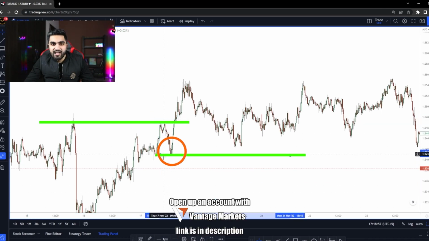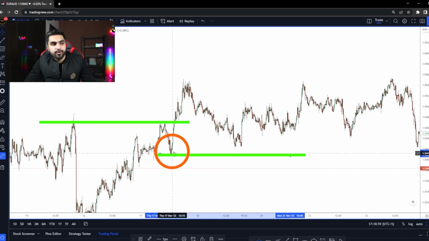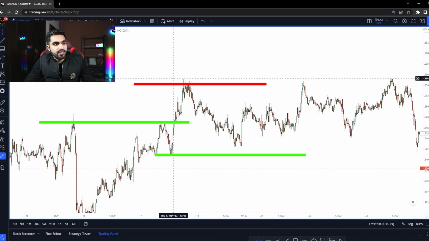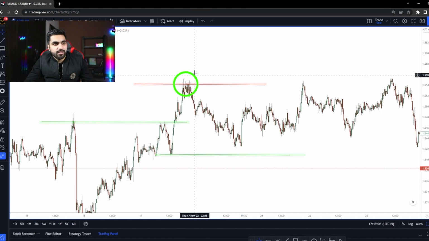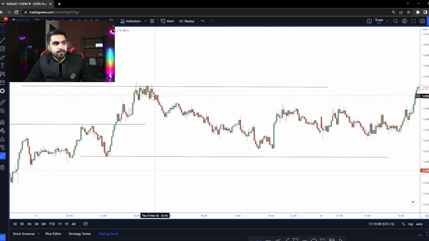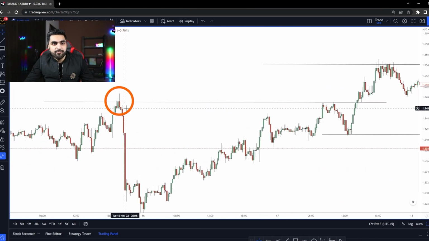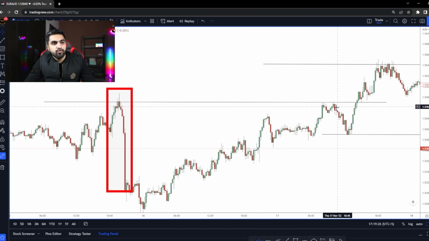There is this support level here as well. We acted as a support here. Then the buyers made a strong movement to the upside. We have a resistance here. Now when we are creating this resistance, look how the sellers are making a movement to the downside. The last time when we made this resistance, look at the sellers' movement. We came back to retest this level. Now look at this sellers' movement.